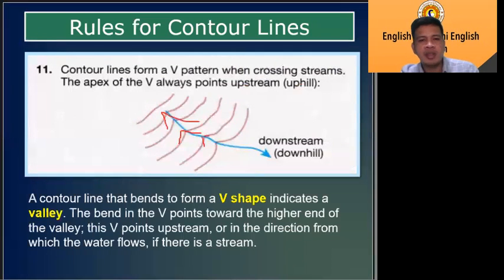A contour line that bends to form a V shape indicates a valley. So if you have a V like this, it means that it is usually a valley. The bend in the V points toward the higher end of the valley. This V points upstream, in the direction from which the water flows. So the water comes from here going down, if there is a stream.